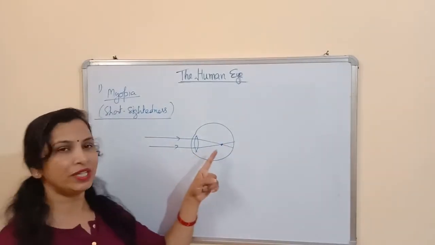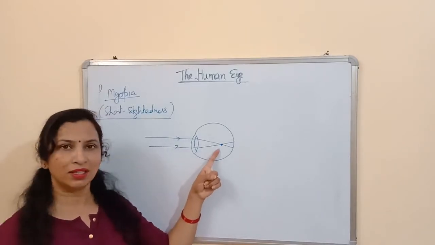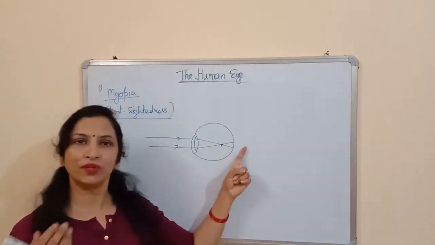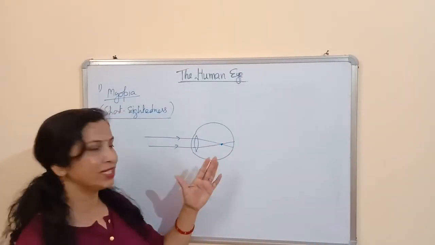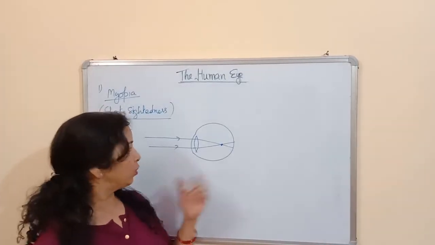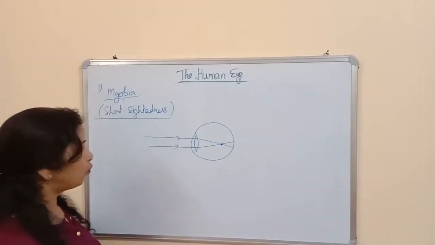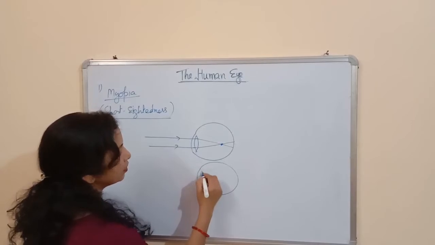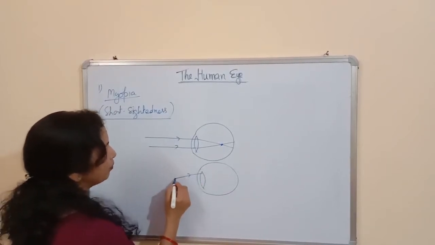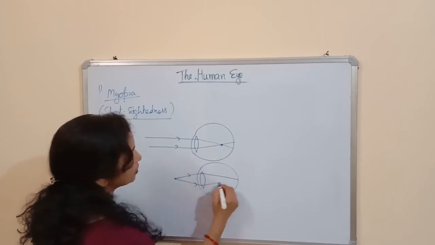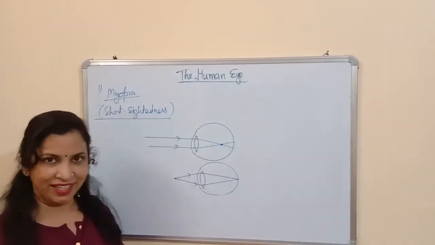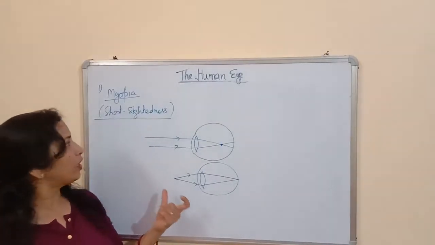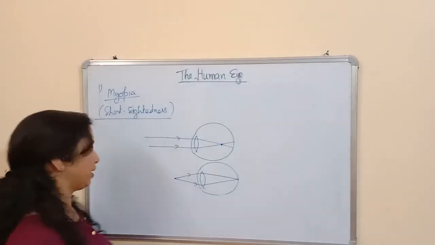Since they meet before the retina, the image is formed here. Then how can we see the object? Because we see the object only when the image is formed on the retina. Since the image is not forming on the retina, we are not able to see the object. This is called myopia. What about a nearby object? This lens can converge the light rays coming from a nearby object onto the retina, like this. So this is the myopic eye, in which you are not able to see the distant object but are able to see the nearby object. What can be the cause of this myopia?